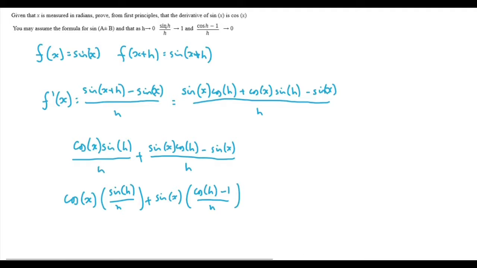Now we know from the above that sine h over h is the same as 1, so that's just the same as cos x times 1. And here, the cos h minus 1 over h is the same as 0. It tends towards 0 as h gets smaller and smaller, which is what would be happening in these cases, as has been stated above. So cos x times 1 is just going to be cos x, and sine x times 0 is going to disappear. So you end up with your differential just being cos x, as you wanted.